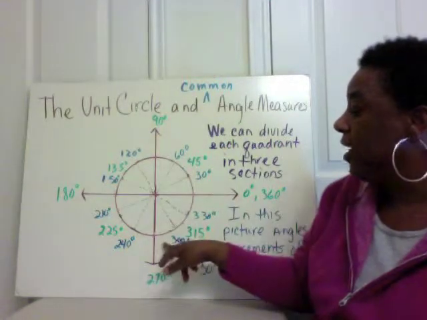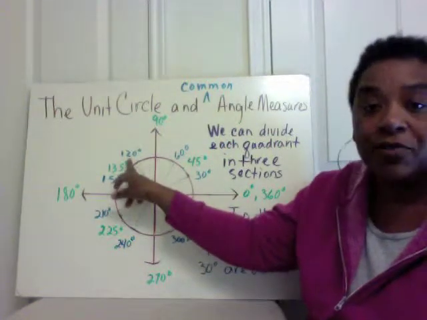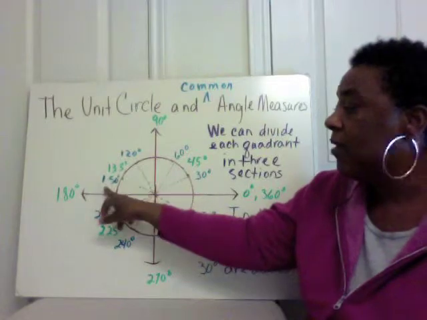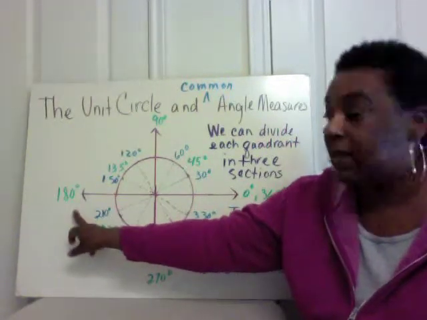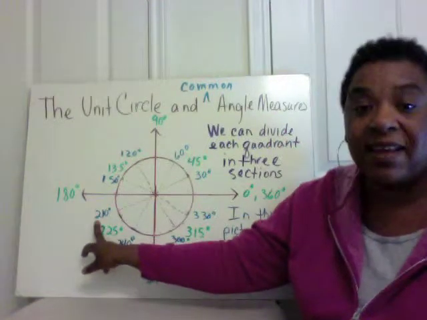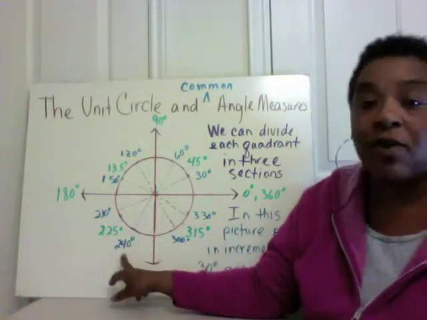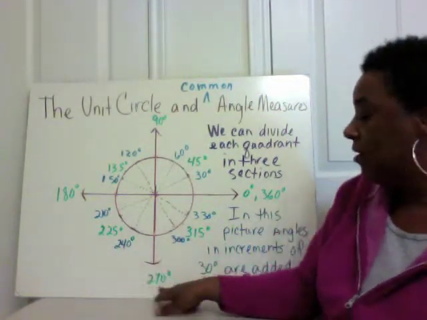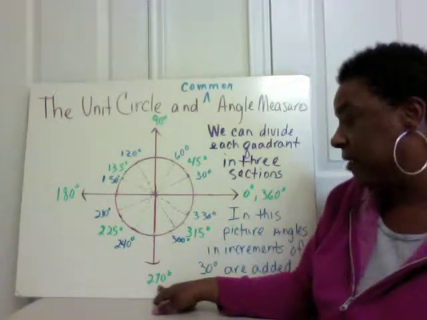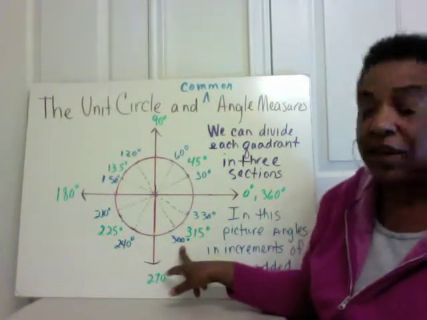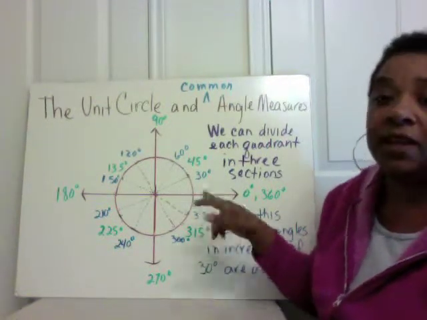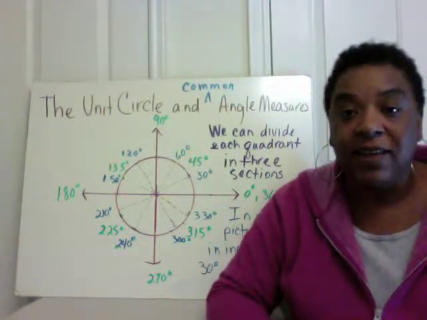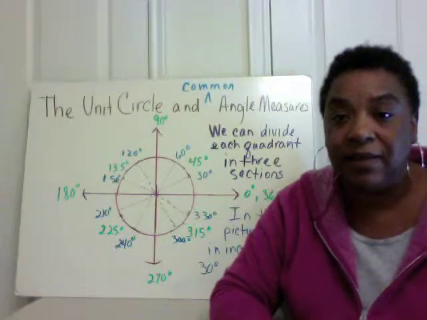And continuing around the circle, we end up at 120 degrees, then 150 degrees, 180 degrees, 210 degrees, 240 degrees, 270 degrees, 300 degrees, 330 degrees, and then a complete revolution around the circle gives us 360 degrees.